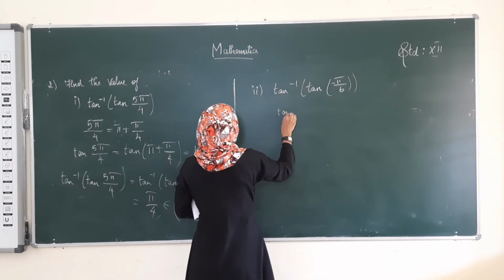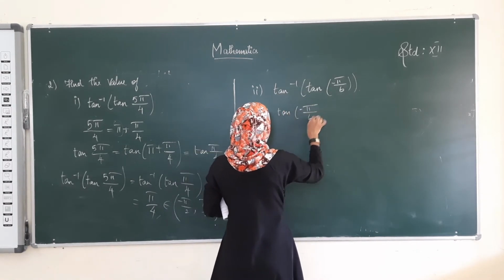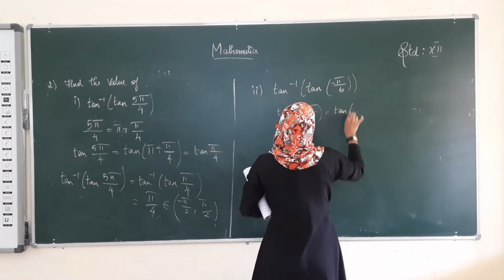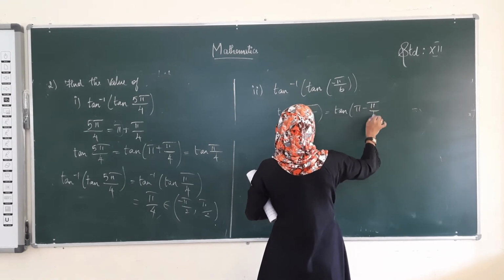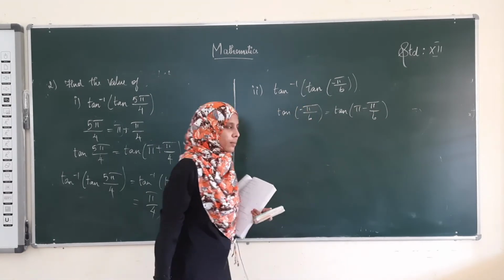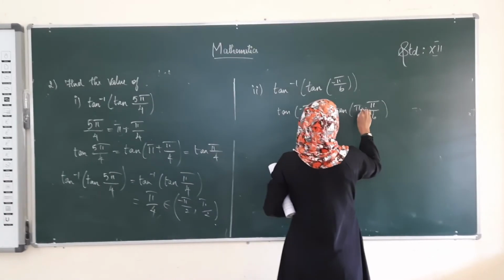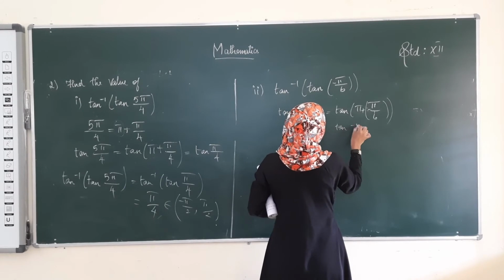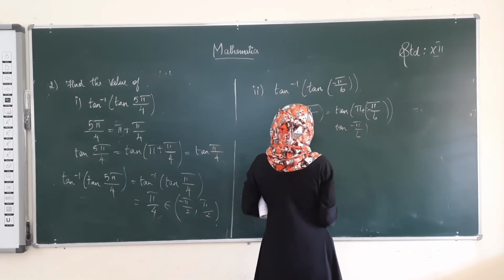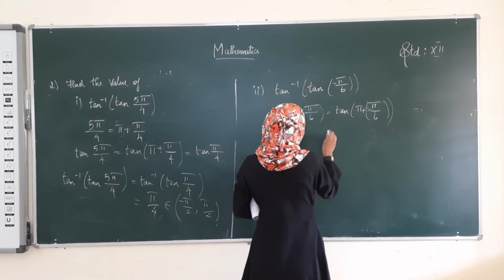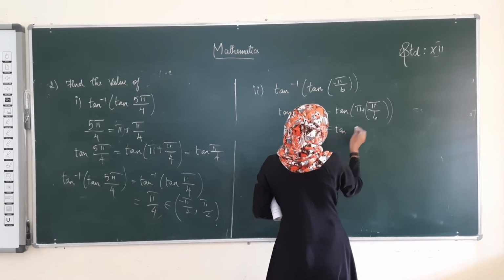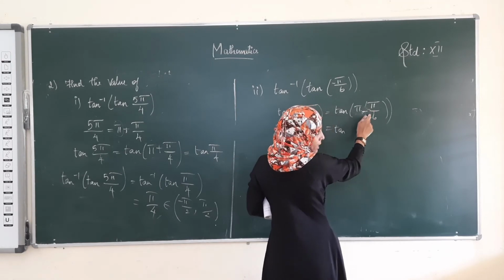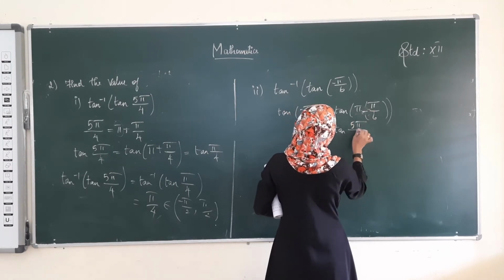So tan of minus pi by 6 can be written as tan of pi minus pi by 6. Right, see here, tan of pi plus of minus pi by 6, then how can we write this as tan of minus pi by 6, right? So we are taking like that. Then what it becomes? Tan of pi minus pi by 6 becomes minus, okay, 6 pi minus pi is 5 pi divided by 6.